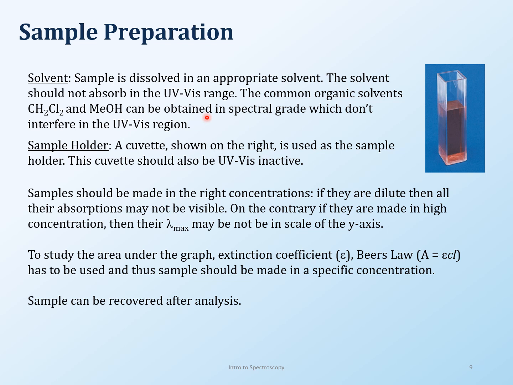You also need a sample holder. The sample holder is a cuvette. Depending on whether you're doing UV spectroscopy or visible, or if it is UV-Vis, you want to make sure that the glass also does not absorb in the UV-Vis region. So you have to watch out for these things when you're preparing your sample. There are different kinds of cuvettes that you can get, which are completely invisible or inactive in UV-Vis. That's the quartz kind. But anyhow, that's something you have to make sure of.